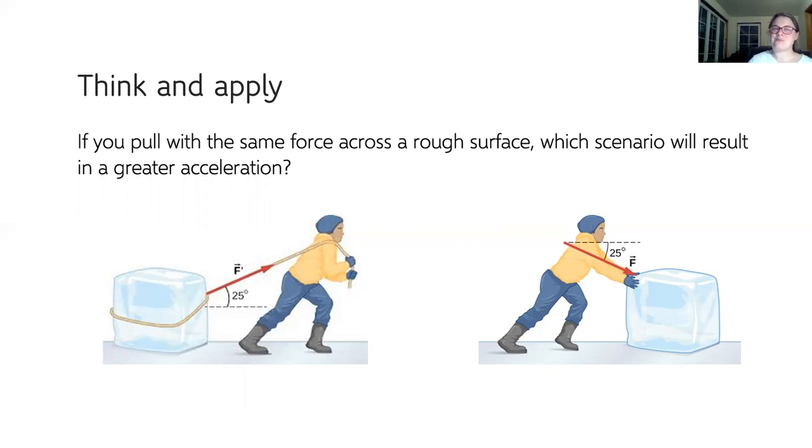in a day. If you pull with the same force across a rough surface, I should have pull or push, which scenario would result in a greater acceleration? So in other words, I want you to think about where is there less friction? Okay, where is there less friction? Because if there's more acceleration happening, that must mean the force of friction was smaller.